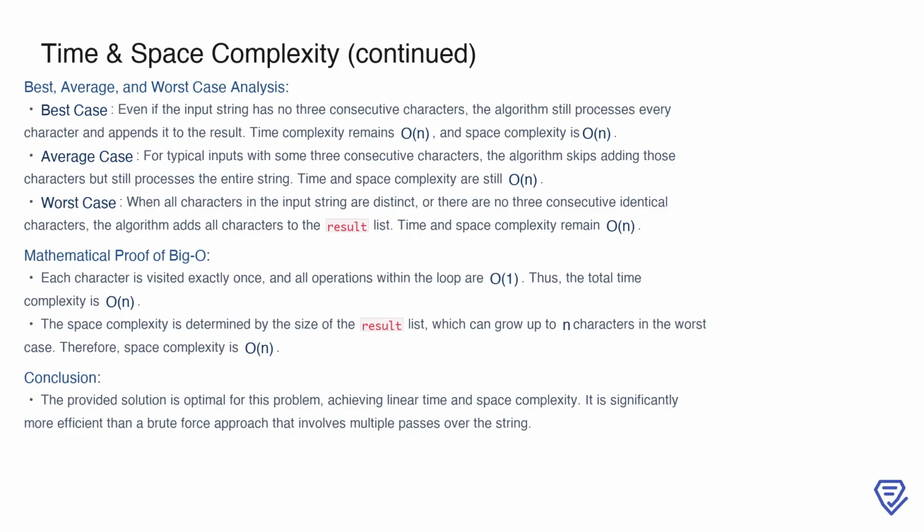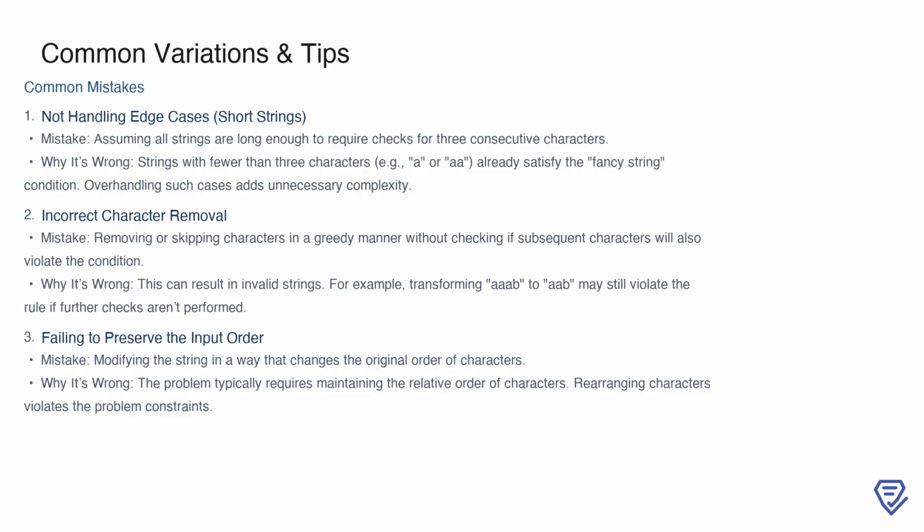By visiting each character exactly once and performing O(1) operations per character, the algorithm guarantees O(n) time complexity. The space complexity is dominated by the result list, which can grow to size n in the worst case. Overall, this solution is highly optimal and avoids the inefficiencies of brute force approaches, making it well suited for this problem. When working on this problem, there are a few common mistakes to watch out for.